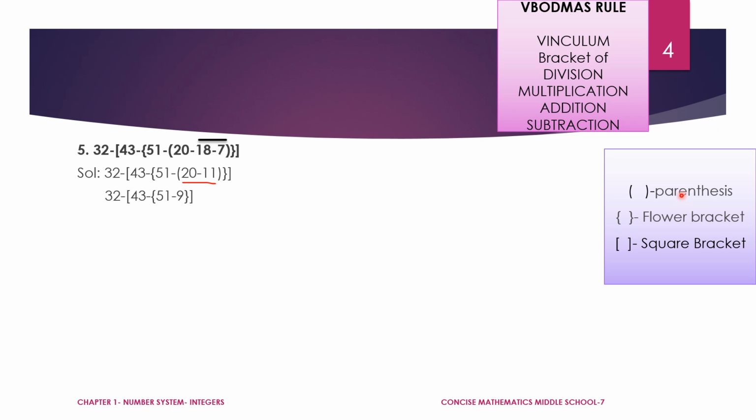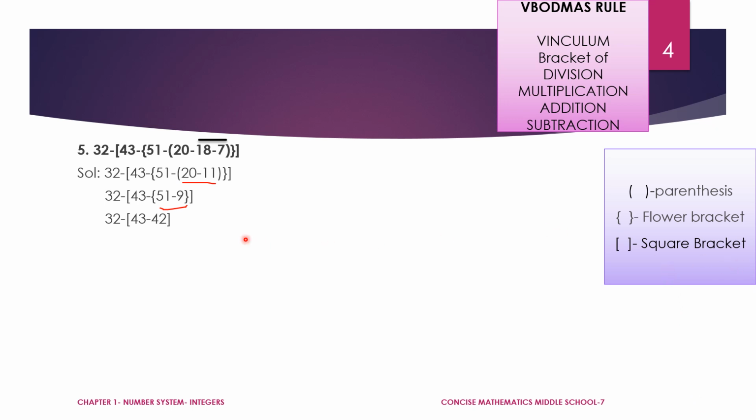Now next preference is for flower braces. So you should not solve anything in the square braces. You should solve only in the flower braces. That is 51 minus 9. So 51 minus 9 is 42. So 43 minus 42. Next, after this flower braces, you need to give importance to the square braces.